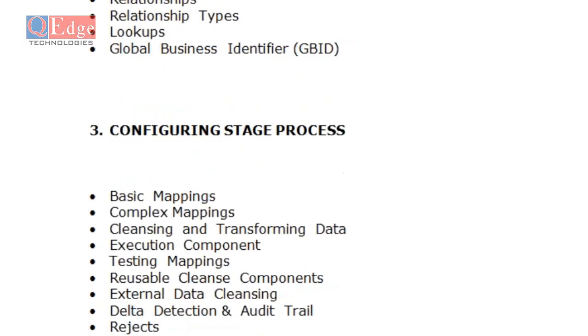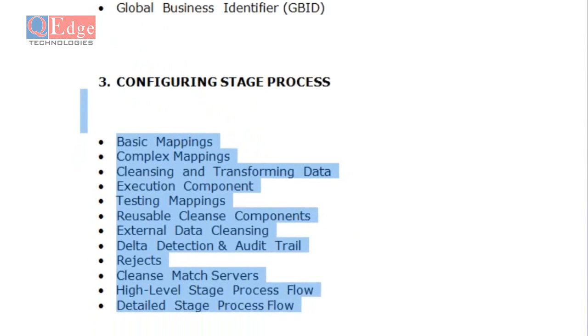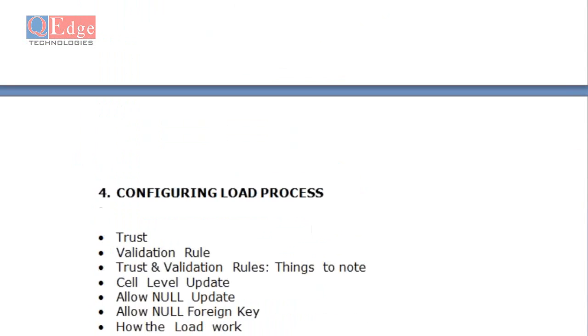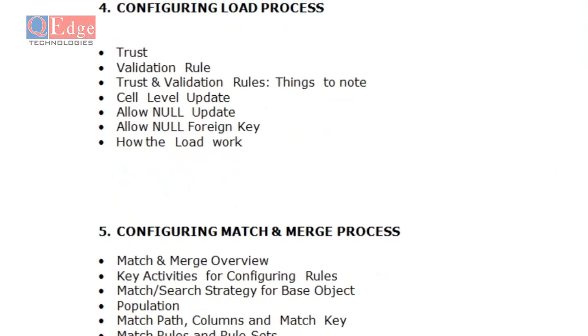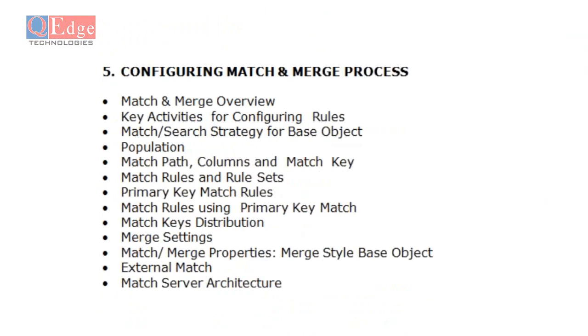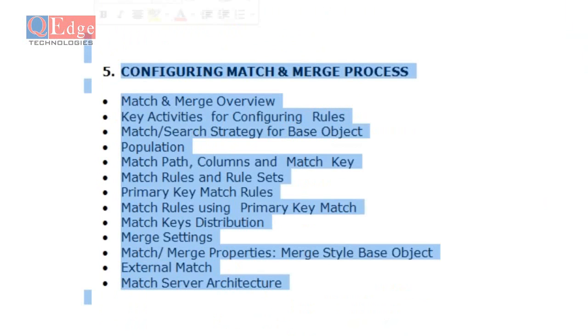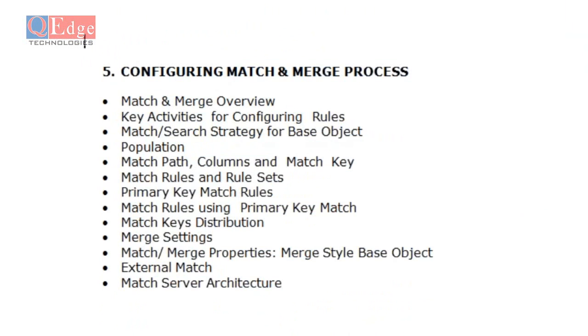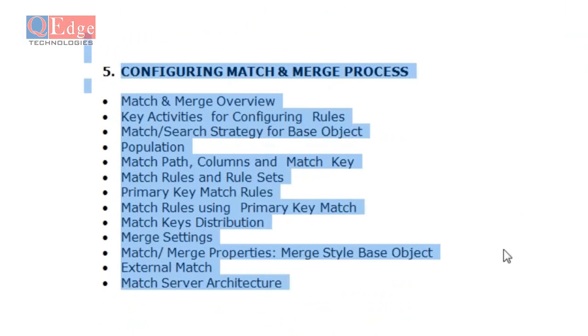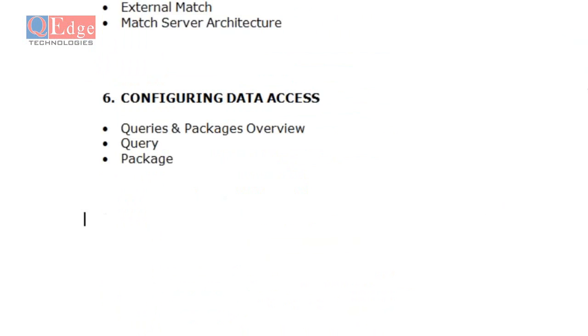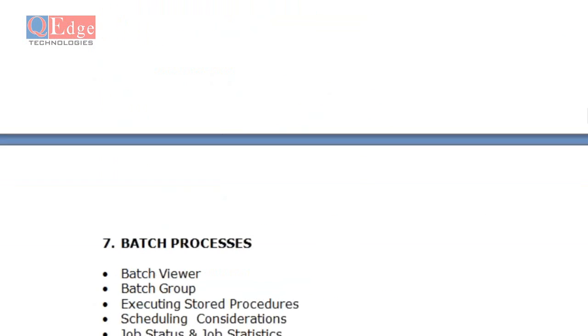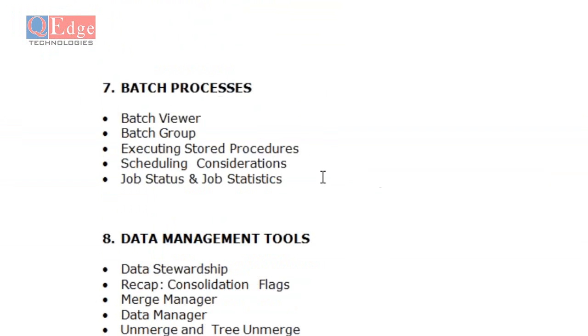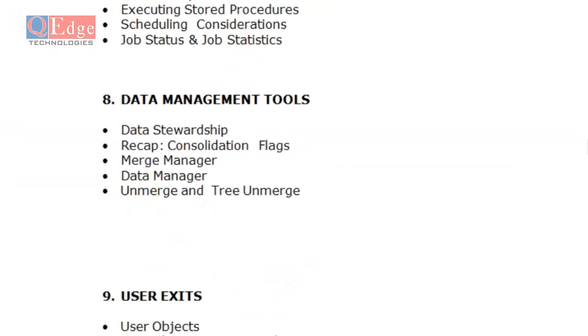And the third thing, we are going to talk about how to use the cleansing, how to cleanse the data. And the fourth, we are going to talk about the trust and the validation rules. And the fifth is the most important class. Probably you don't want to miss this one because this is very, very important. In fact, this is the heart of Informatica MDM. So no one wants to miss this. You should put more energy in here. And then configuring the data access. This is quite easy, quite simple. You can learn easily. Even a kid can learn.